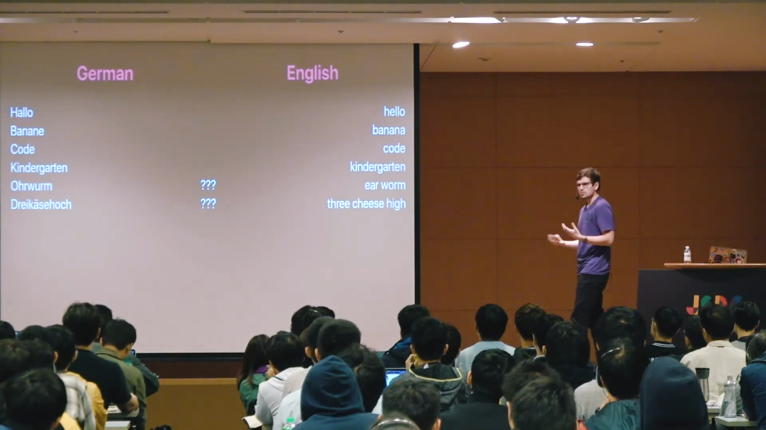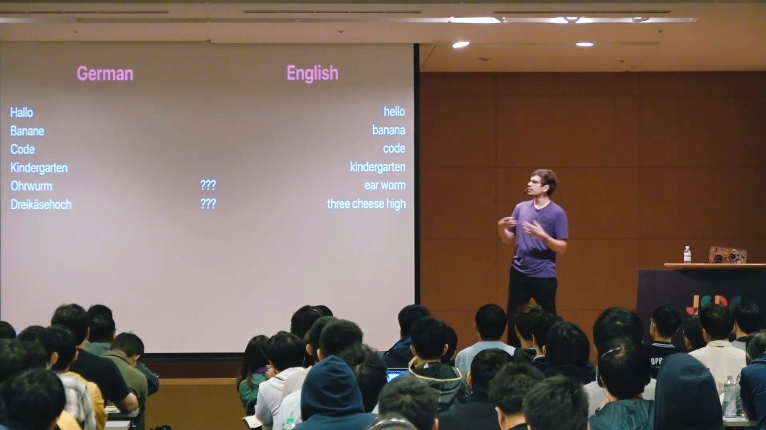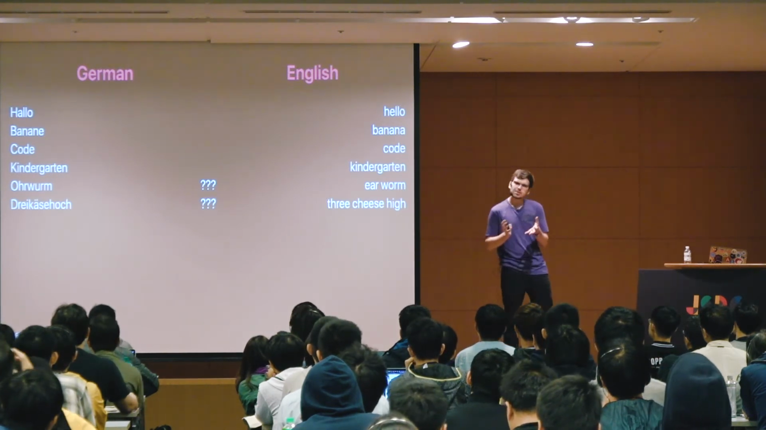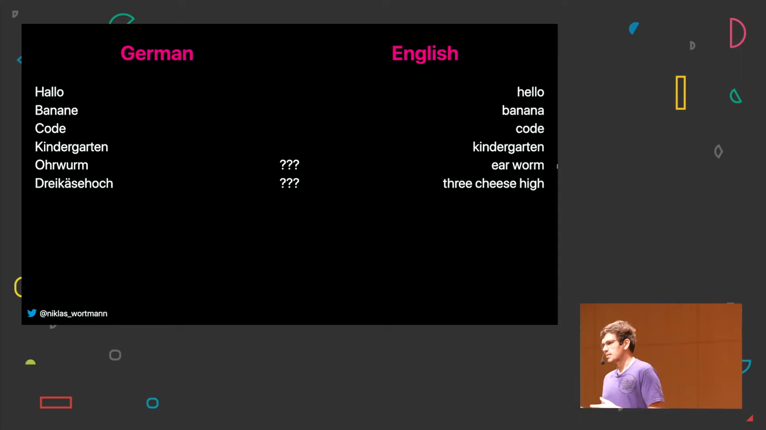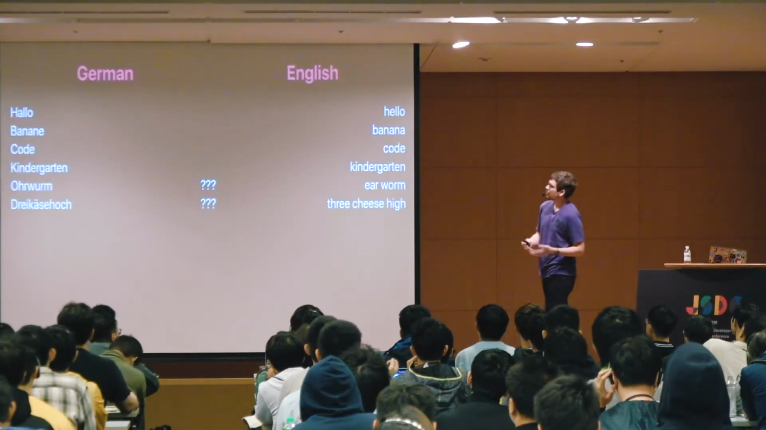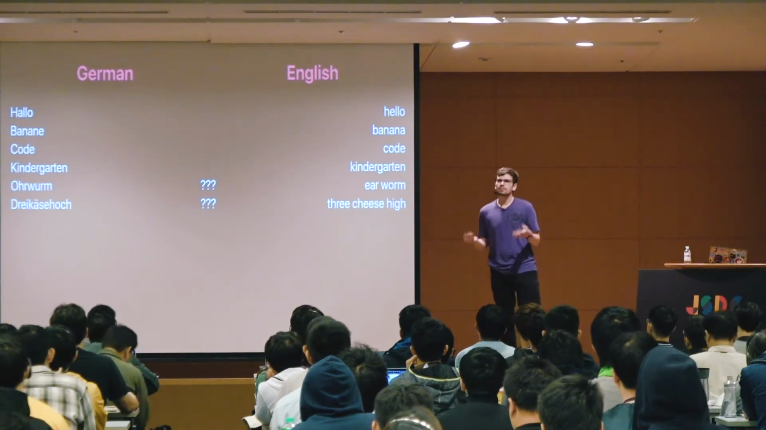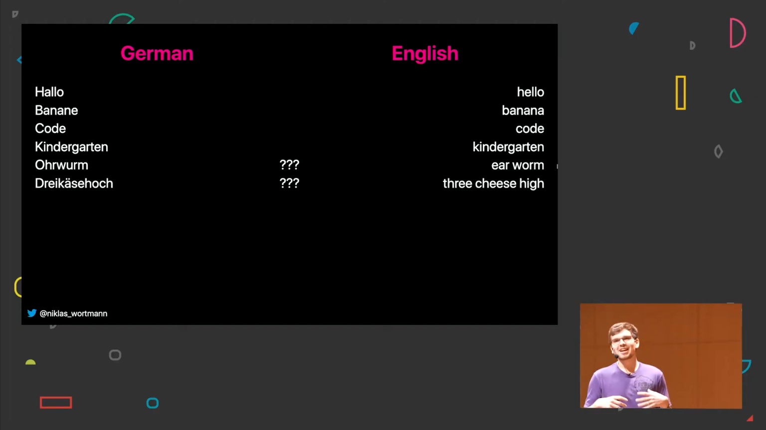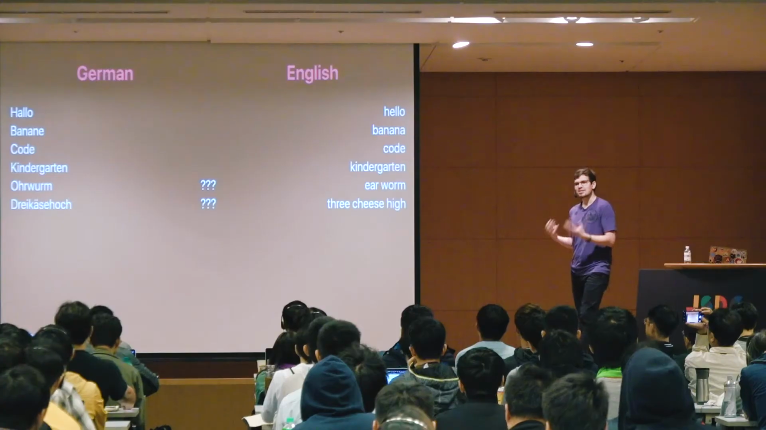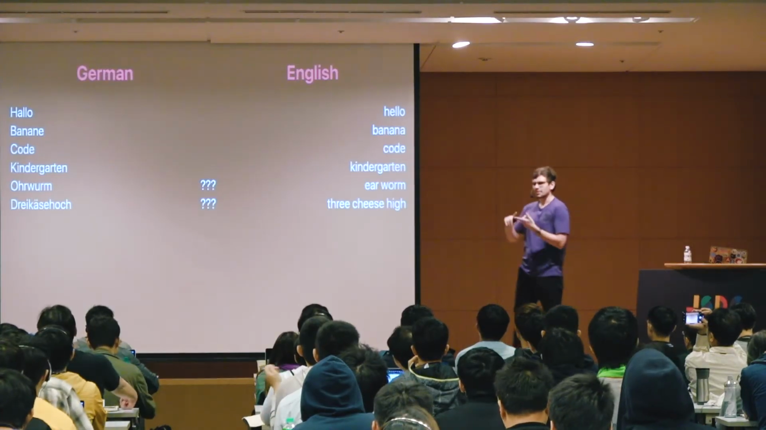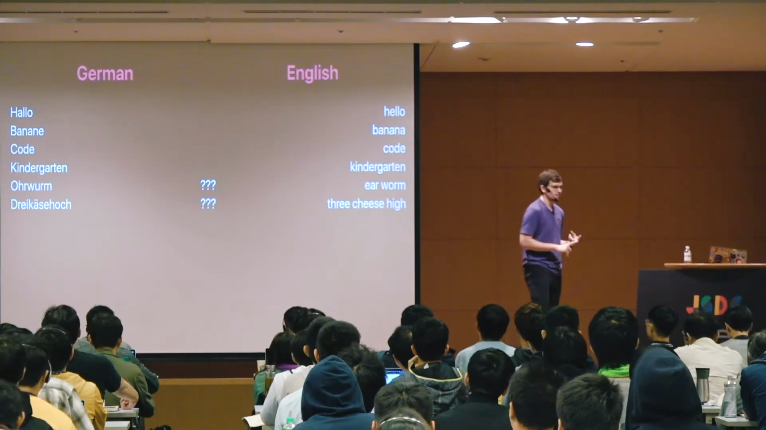We have different terms which are similar. So for example, banane and banana, the pronunciation is a little bit different, but the spelling is super similar. And additionally, there are words in German and English which are totally the same, like code and kindergarten. It's mainly due to some historical reasons that it's like it is, but still, the words are completely the same. The spelling is the same and the meaning is the same.